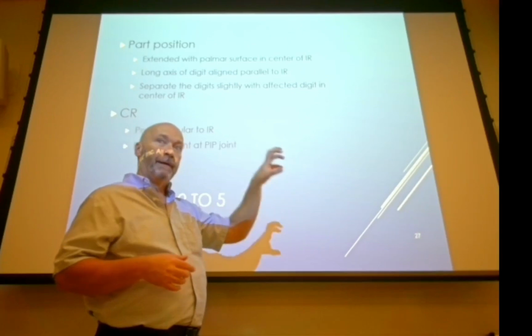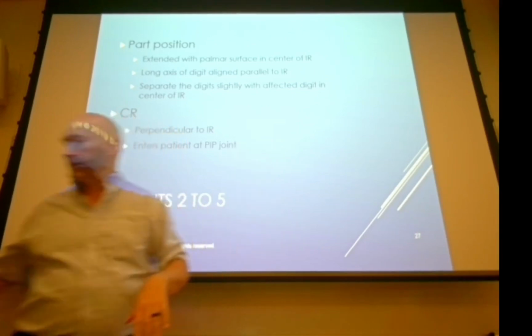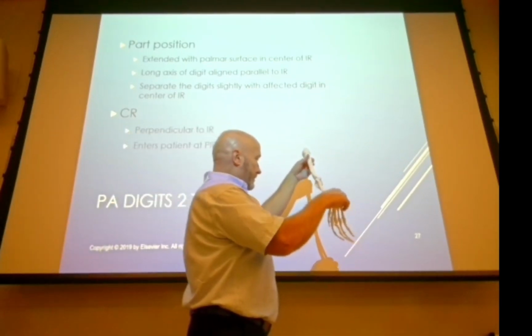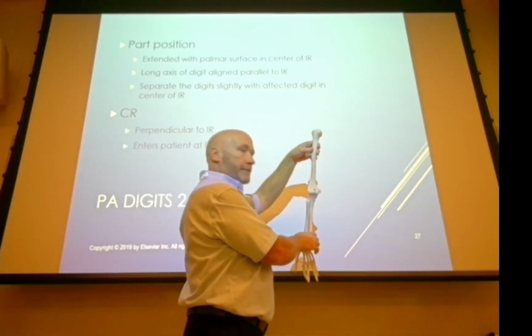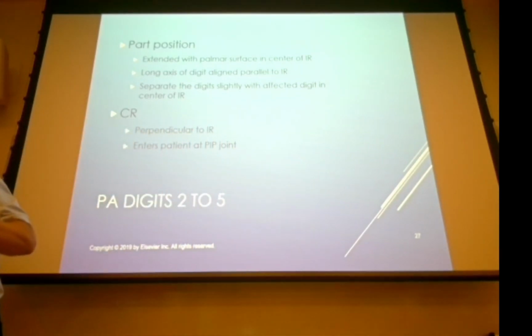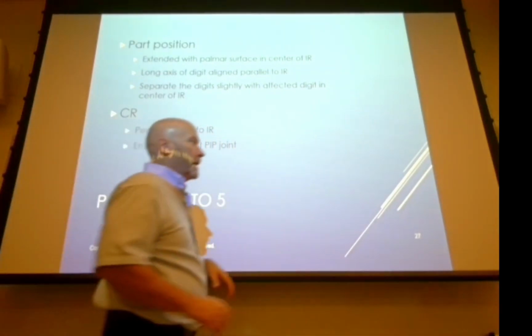If the fingers are bent, then we're back to this situation where we're not going to be able to see the joint spaces, right? It's going to close up the joint spaces because the central ray can't be parallel to the joint spaces if the fingers are bent.